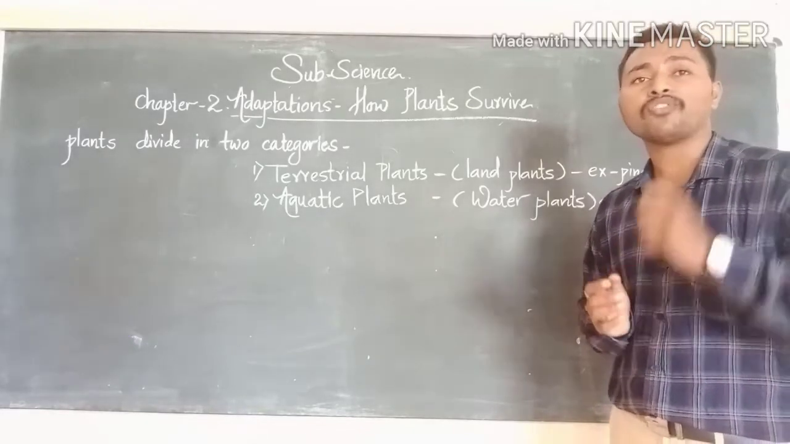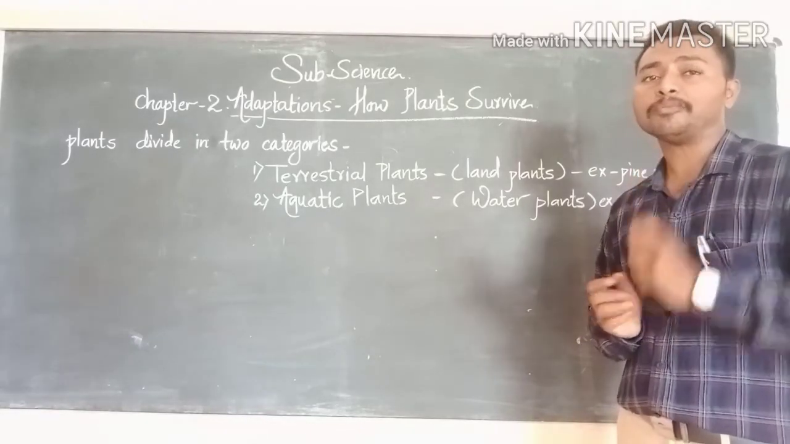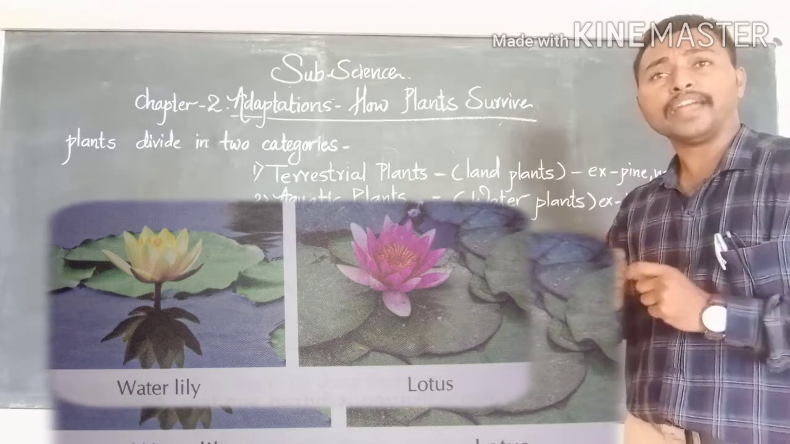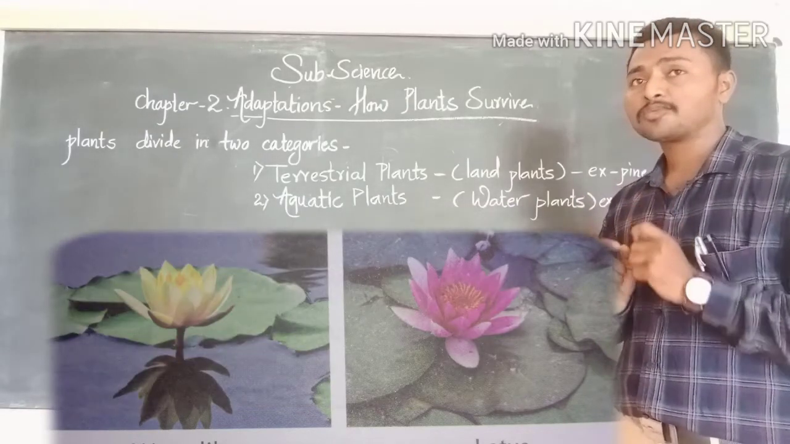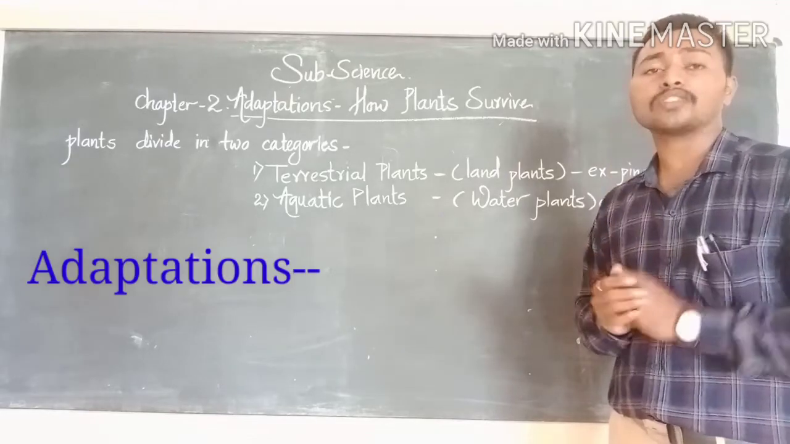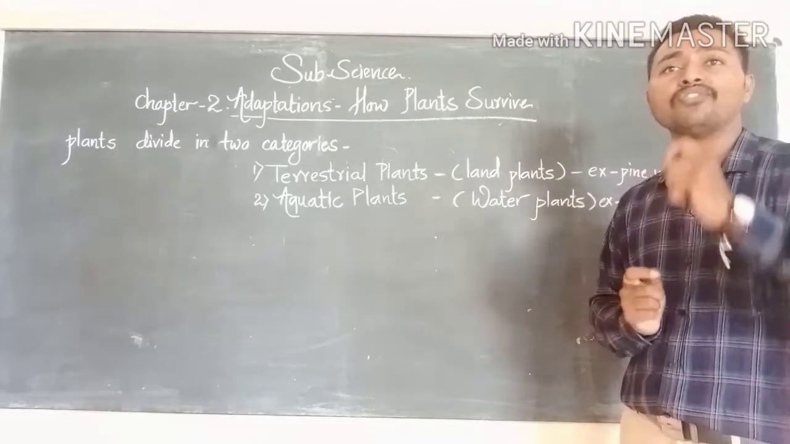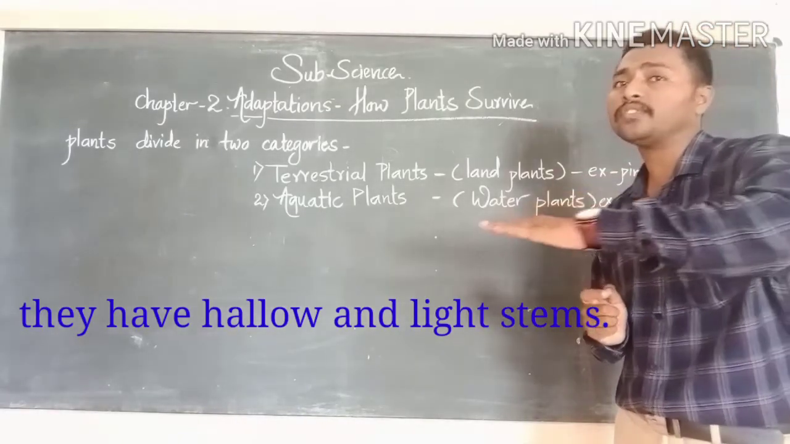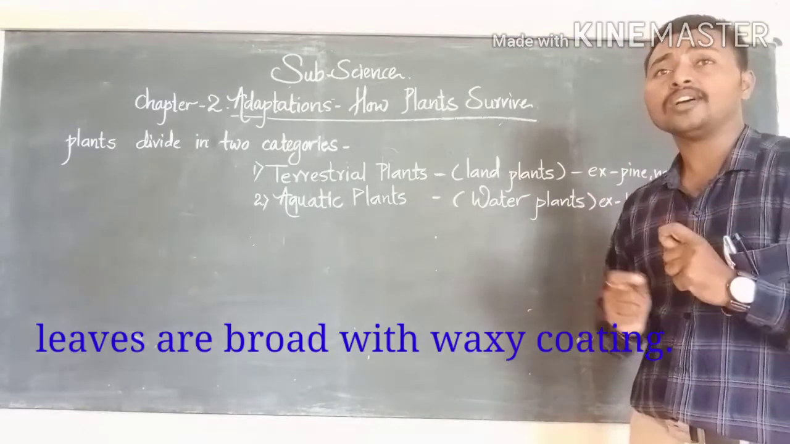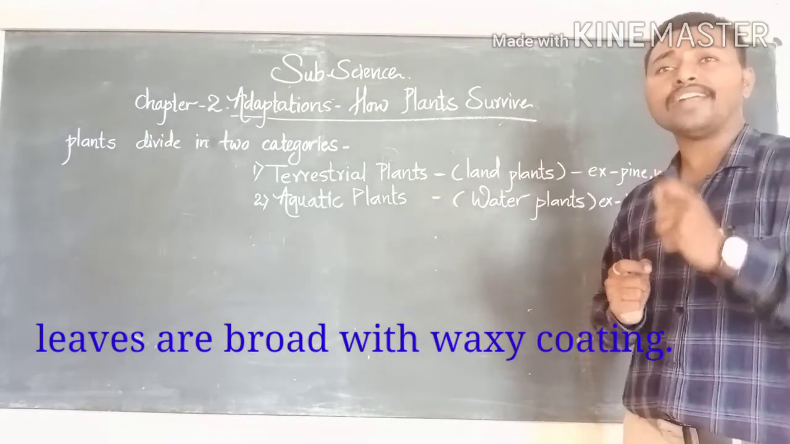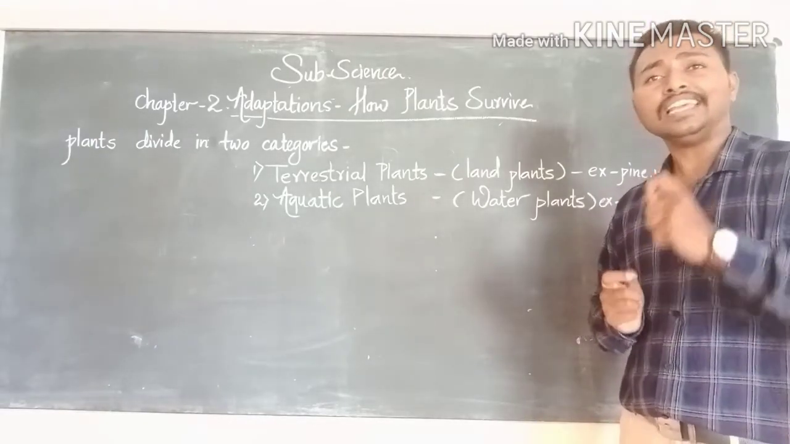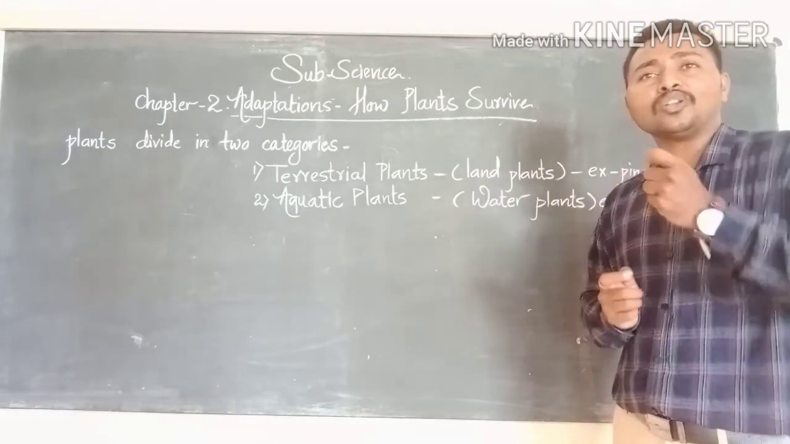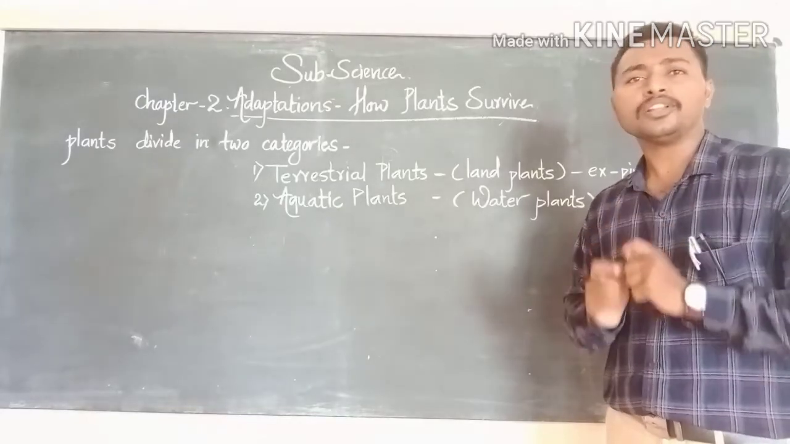The second type of aquatic plants, fixed aquatic plants. Some plants like water lily and lotus are fixed to the bed of the ponds. Next point, the adaptations of fixed aquatic plants. उनके adaptations कौन-कौन से हैं? They have hollow and light stems that keep the leaves and the flowers floating on water. Their leaves are broad with a waxy coating that prevents them from rotting. Leaves have stomata on the upper surface to breathe easily. Their roots are fixed to the bed of the pond.